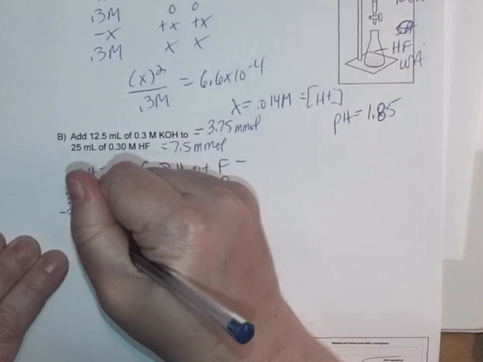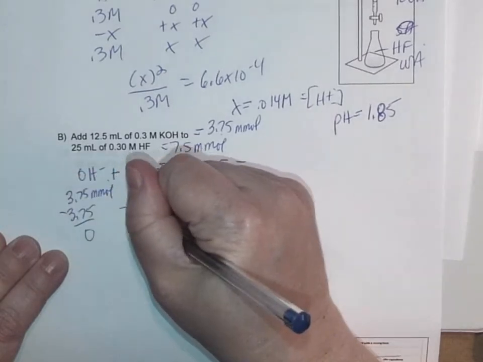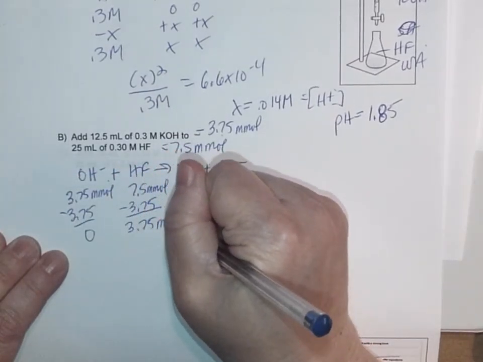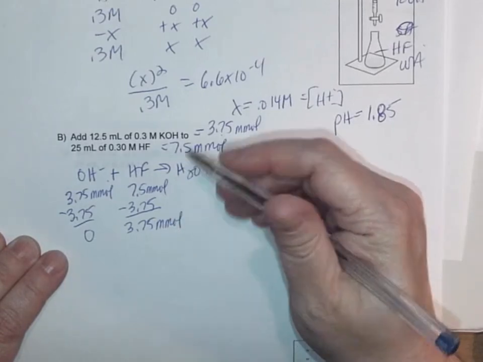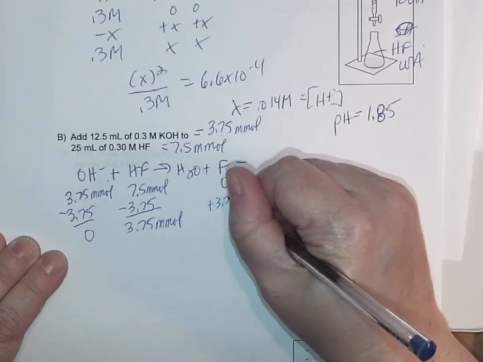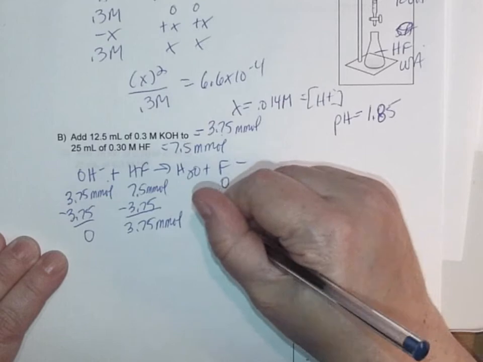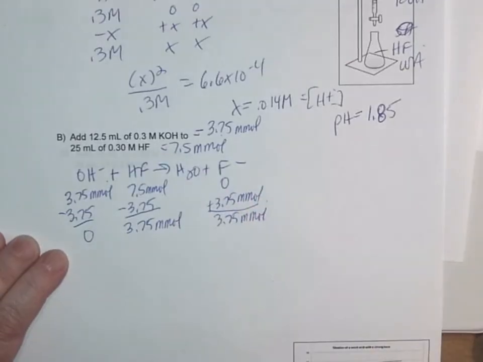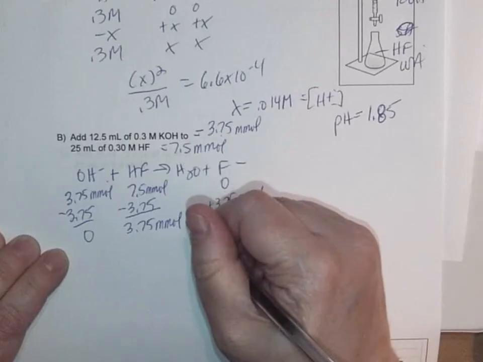It's going to completely neutralize this, because I have enough acid to do this, that it leaves me with 3.75 millimoles of the acid. But it also means I'm making some on this side. So I have 3.75 of the fluoride ion over here. What do you do when you get to millimoles? Boom, get it back to molarity.